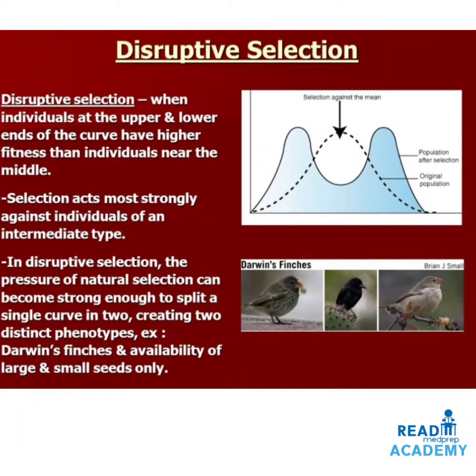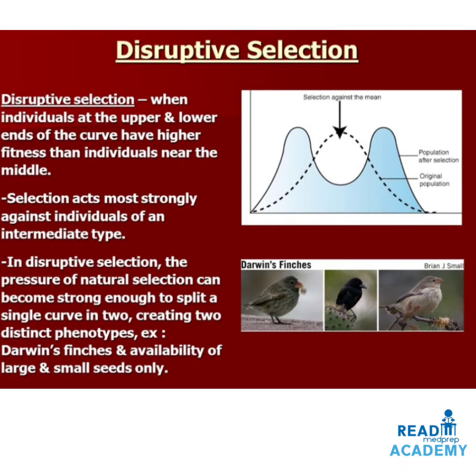Here you can see in this image the disruptive selection, when individuals at the upper and the lower ends of the curve have higher fitness than individuals near the middle. Selection acts most strongly against individuals of an intermediate type. In disruptive selection, the pressure of natural selection can become strong enough to split a single curve into two.